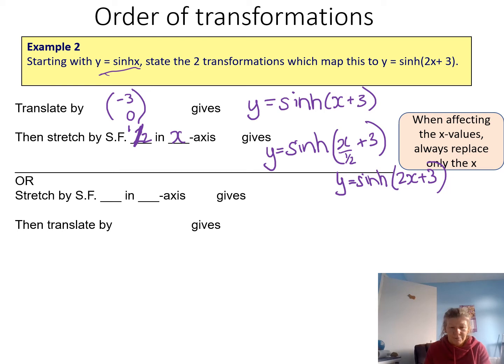We didn't have to be too careful. But if we went the other way around, you'd have to be really careful. If we'd gone for the stretch by a half in the x first, we'd have got, well, let's change my colour pen, I've got some room.